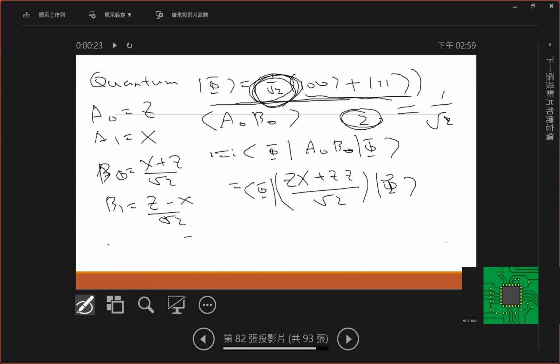Okay, so how about A0 and B1? Remember that A0 and B1 is the same, right? It gives you ZZ, and the ZX term will be canceled. There's no ZX term, so this is 1 over square root of 2. Same reason for A1 and B0, which is basically X and X, and the X is the same. So let's check this.